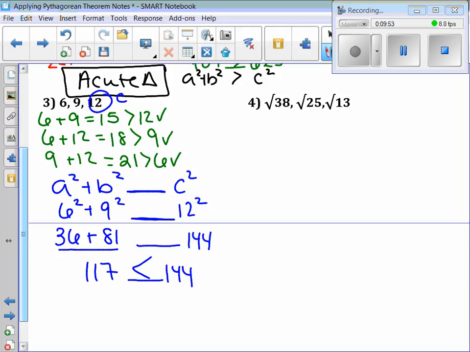144 is your hypotenuse. That's saying your c value is larger than the other two values. So that makes it an obtuse triangle.